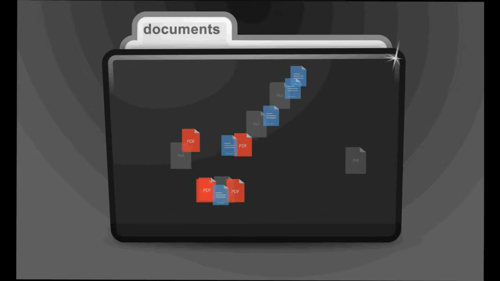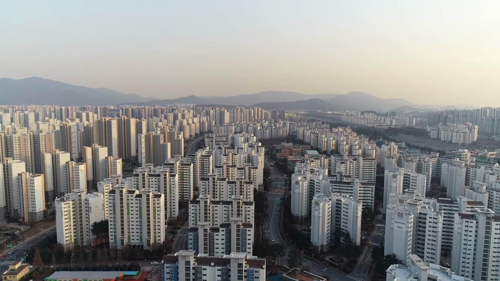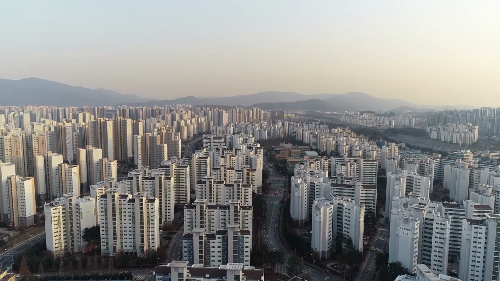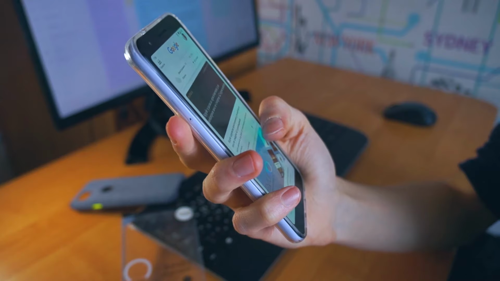Now let's explore the different types of cloud computing. First type is public cloud. It's like renting a shared apartment. You share resources with others. For example, using Google Drive to store your photos online.